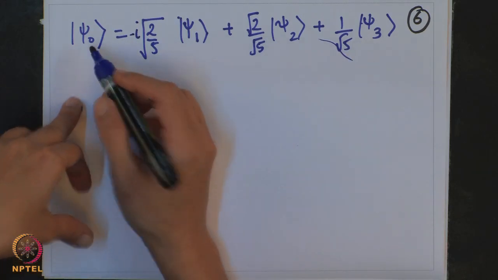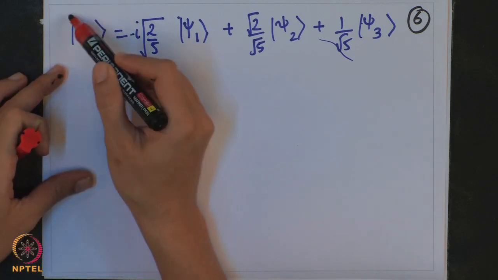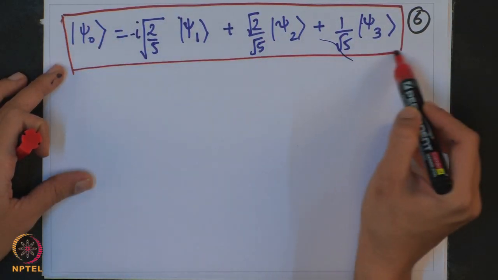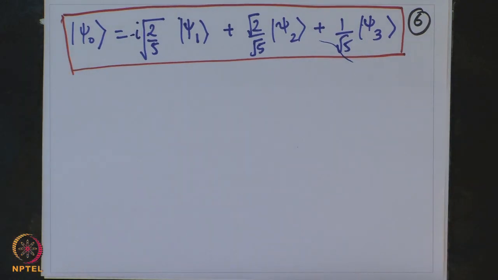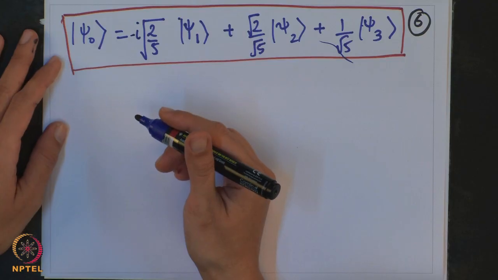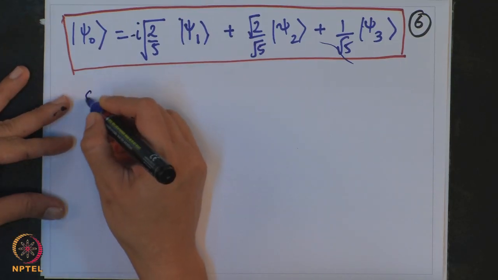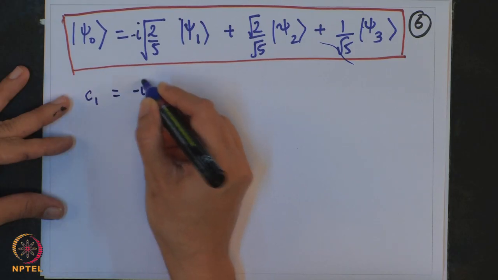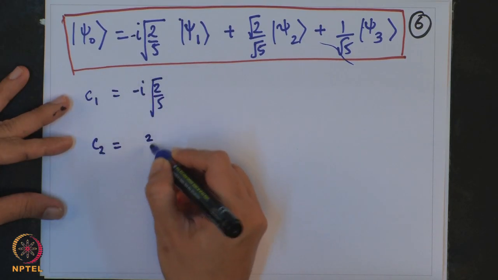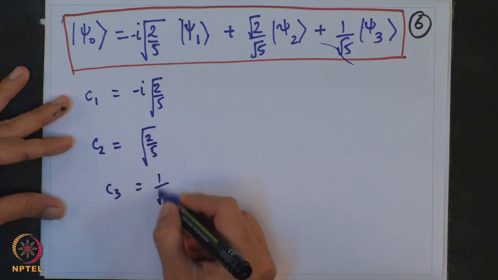Okay. So, we have expressed psi naught, that is the initial state, in terms of the eigenstates. This was a simple exercise. It is a lengthy exercise, but a simple exercise. So, you can see the coefficient C1 is minus i root 2 by 5, C2 is root 2 by 5, C3 is 1 by root 5.